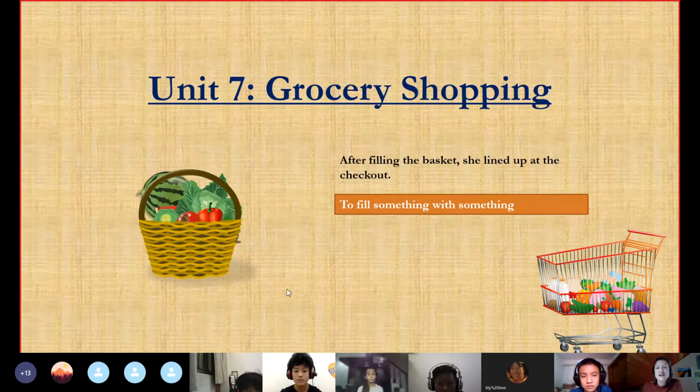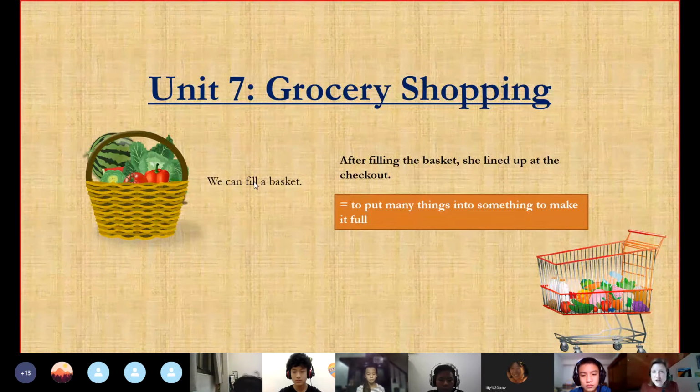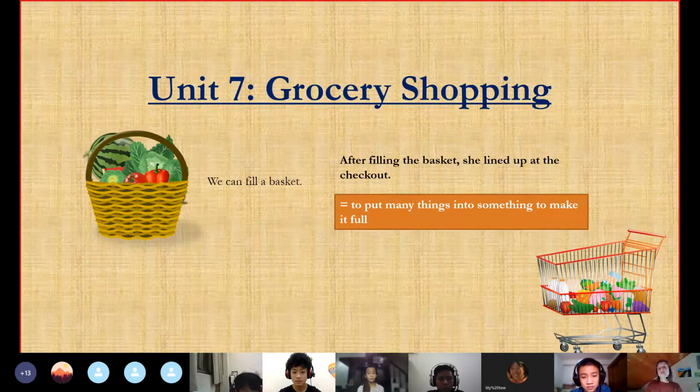So we could say the basket is filled. We can say we can fill a basket. So we can put many things into the basket and fill it. Okay, so that's what to fill means. Okay, let's repeat that together. We can fill a basket. Very good. So to fill means to put many things into something to make it full. Okay.